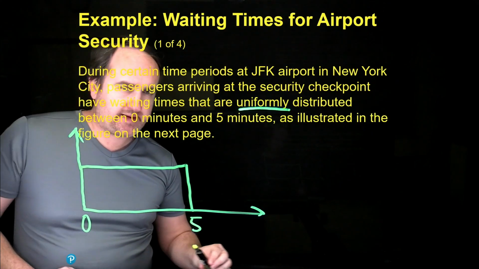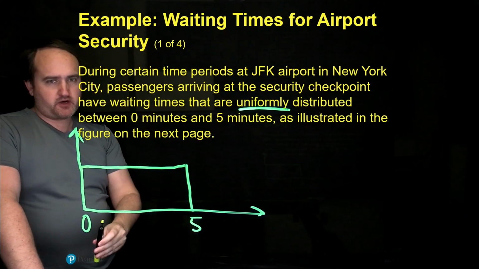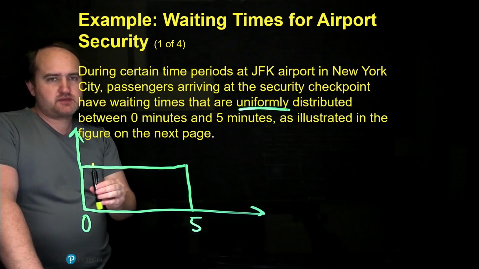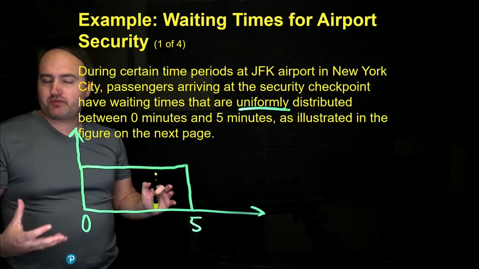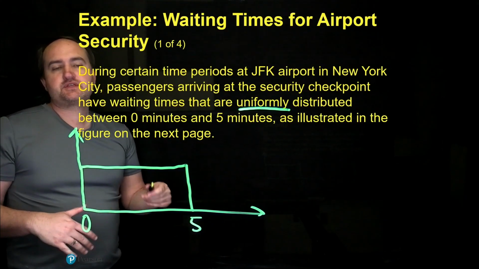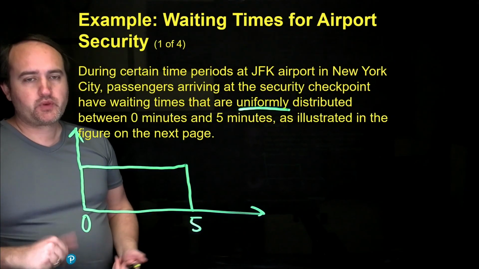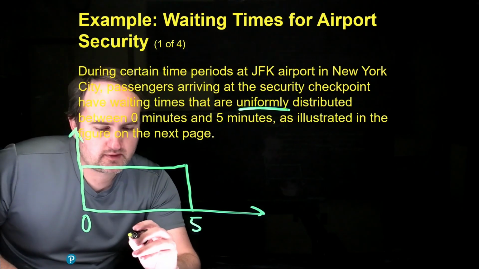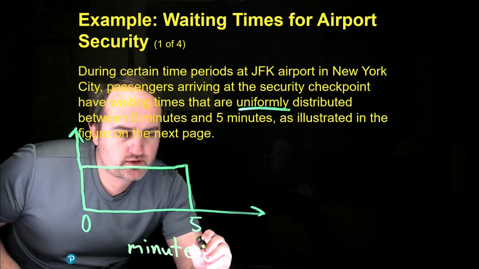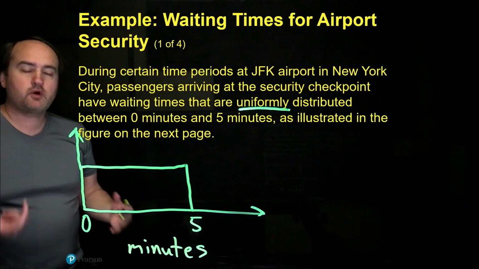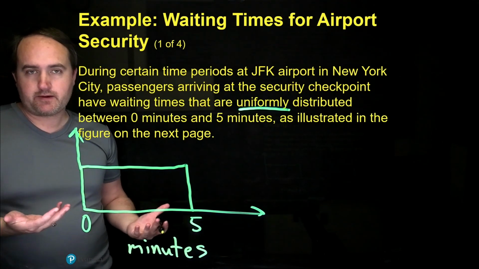So this horizontal axis represents starting at 0 minutes and ending at 5 minutes, and then it's rectangular in shape. But we don't know the height of the rectangle yet. And this is how your homework is. They don't tell you the height of the rectangle and they don't give you a picture. This horizontal axis is in minutes. So when you're doing your homework, if they don't give you the height of a rectangle, how do you figure it out?